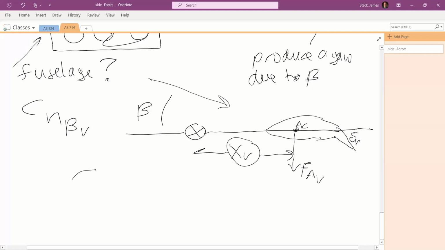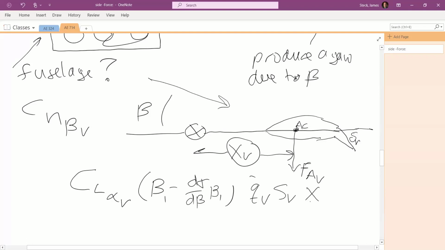So same buildup. We have CL alpha V, that's the lift curve slope of that flying surface, the vertical tail. The angle of attack of the vertical tail is beta, and the sidewash model. And then we have Q bar V, SV, and we have to put an S on this because it's in stability axis, times the moment arm. So here's our force, and here's the moment arm.